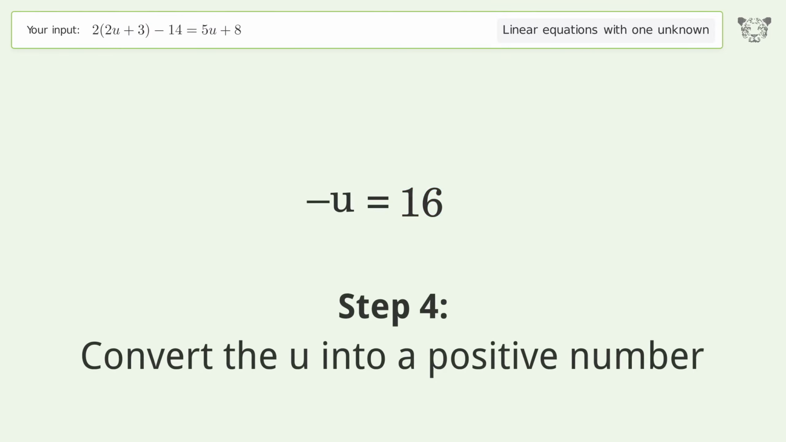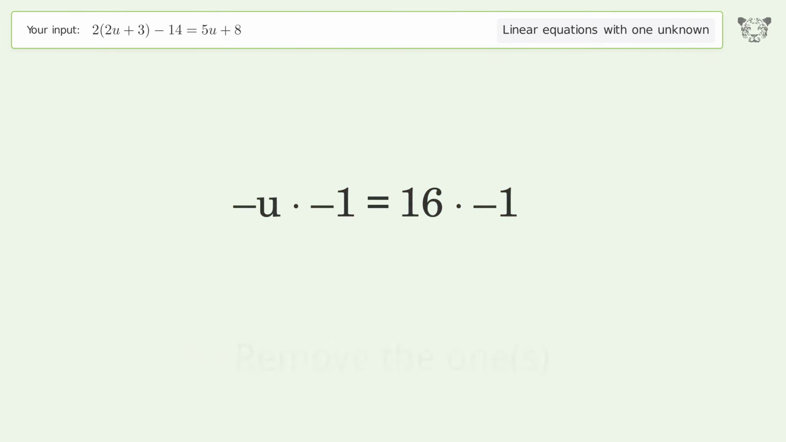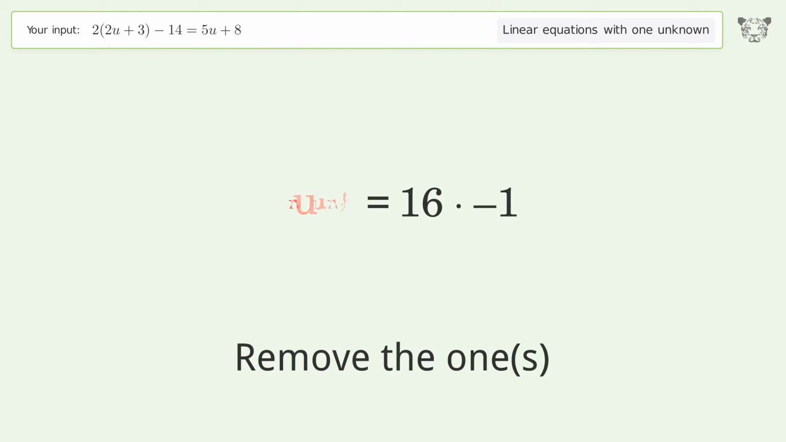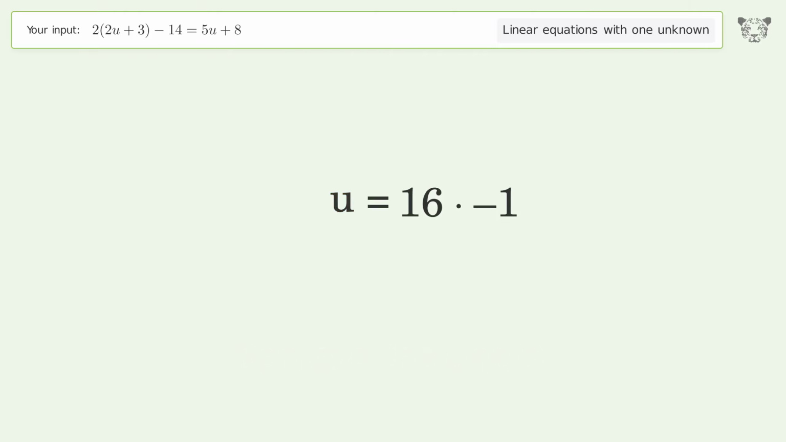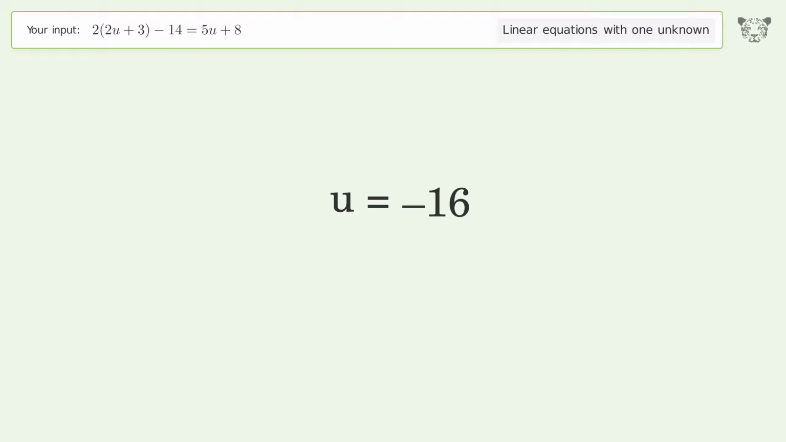Convert the u into a positive number. Multiply both sides by -1. Remove the ones. Simplify the arithmetic. And so the final result is u equals -16.